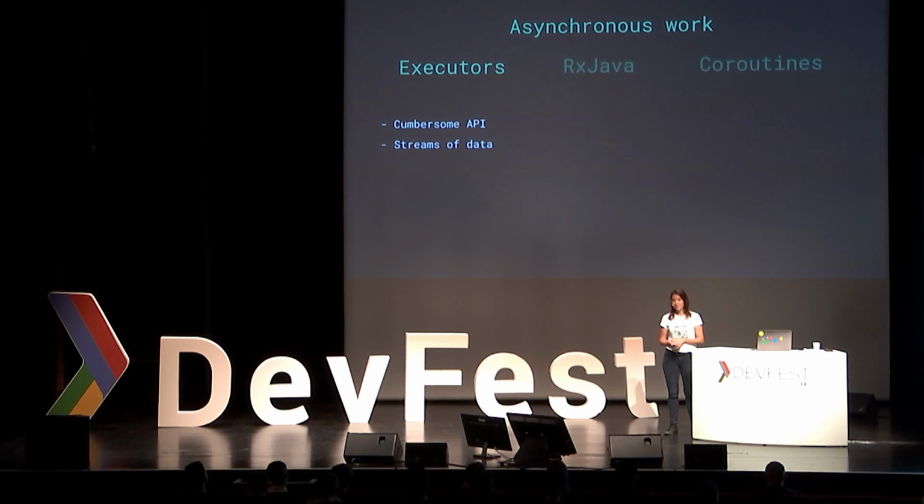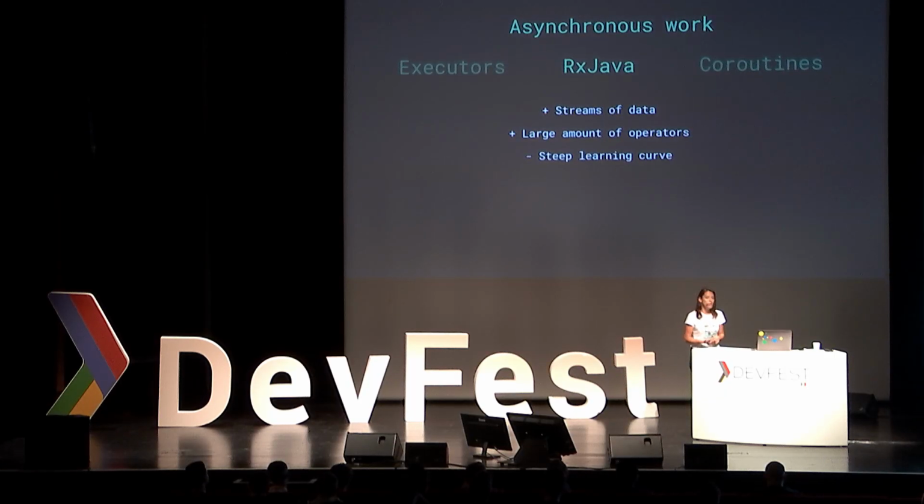You can run something on a background thread, but to be honest, it's not the prettiest API. So also, executors don't support streams of data. You just run something on the background thread, and then somehow you're handling the result. OK, RxJava does support streams of data, and it does have a large amount of operators. But unfortunately, it also comes with quite a steep learning curve. And because out of 4 people, only 1 had experience with RxJava, we thought that this is quite a big downside of Rx. And thirdly, we looked at coroutines.